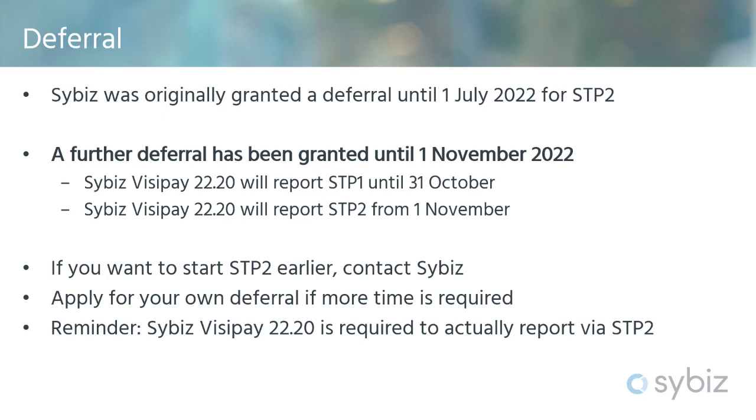So even though Sybiz Visipay is ready and certified for STP2 at this point in time, what the ATO have done is, just based on the early adopters to STP2 that didn't take those deferrals, they've seen there be a lot of mistakes and a lot of interaction that's been required between the ATO and employers, and with a lot of software developers originally having a 1st of July date, and given of course it's end of financial / start of financial year as well, the ATO has just basically said, no, this is going to drown us.